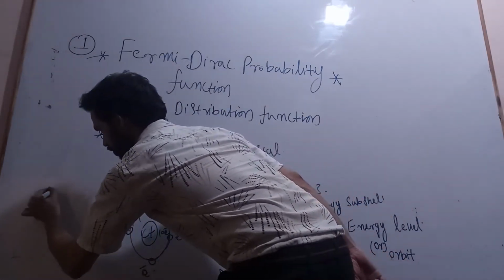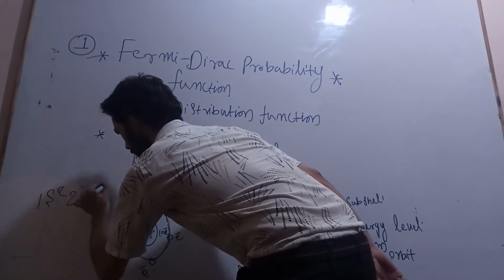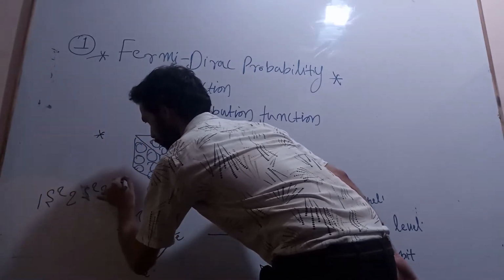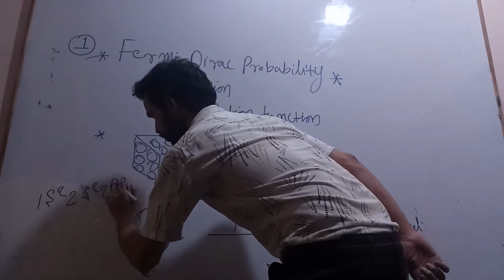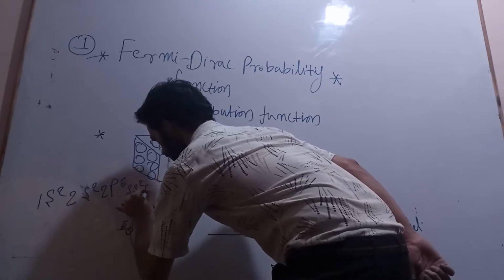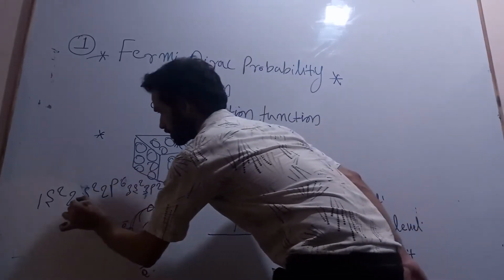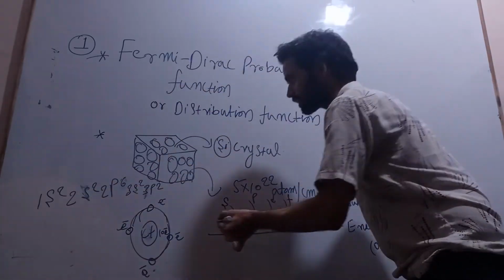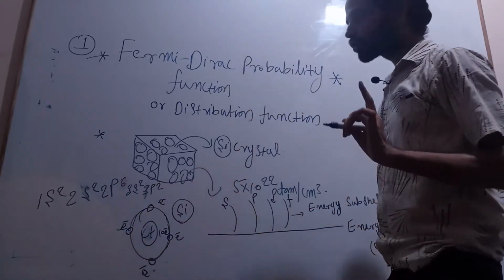1s2, 2s2, 2p6, 3s2, 3p2. So this is my electronic configuration for this silicon atom.